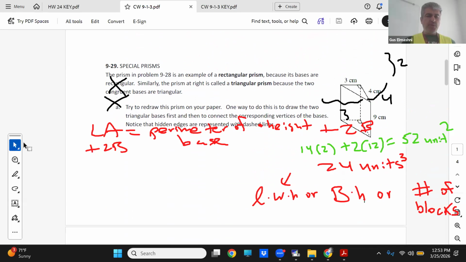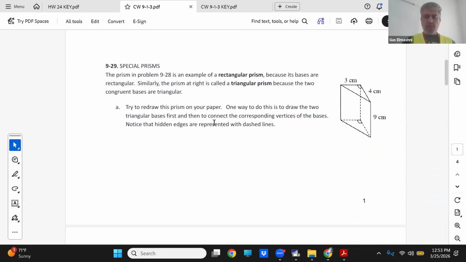Okay, it says here to redraw this. Before we do that, what do we have? We just had a rectangular prism. Now it's a triangular prism because the base is a triangle. Okay, that's fair. Try to redraw this prism on your paper. One way to do that is to draw two triangle bases first and then connect them. So you could draw it like this.